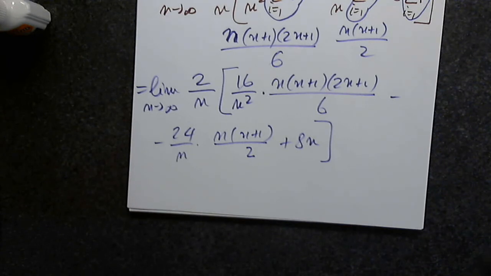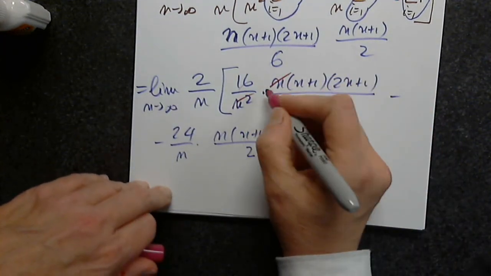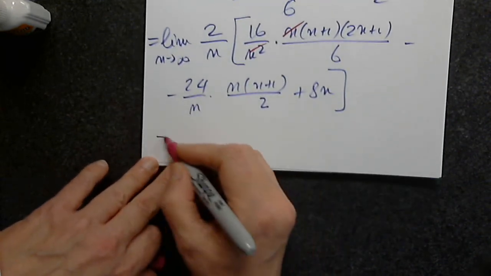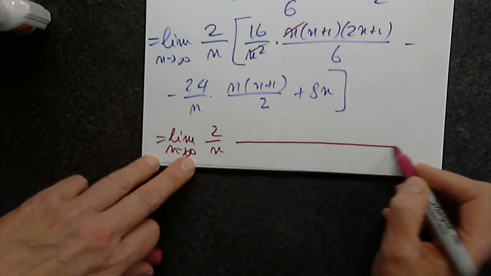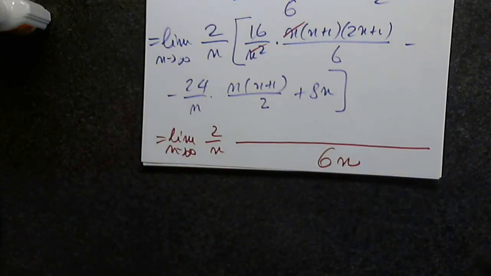I will take away an n from the numerator with an n from the denominator. The least common denominator will still be 6, so I will not simplify anything here. There is no point, because if I do simplify, I have a 3 and then a 2, so I still need 6n in the denominator. But I would take away one of the n's. So then the limit as n approaches infinity of 2 over n, and the LCD is 6n.